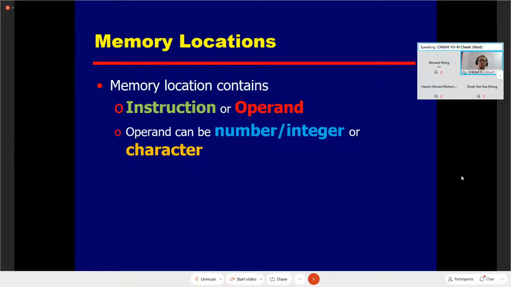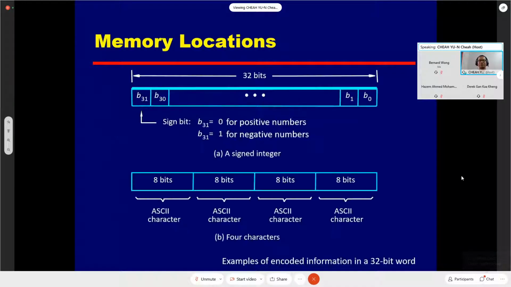Interestingly, later we will see how sometimes it is instruction plus the operand, sometimes it can be operand only, or different things can be stored in each memory location. This is an example. The one at the top is a signed integer of 32 bits. You can imagine you have 1 bit for sign and 31 bits for the magnitude of the number.